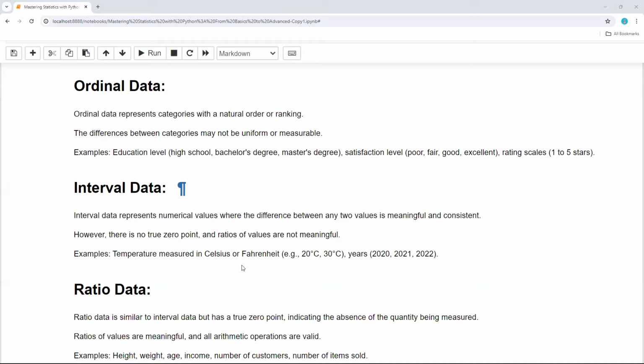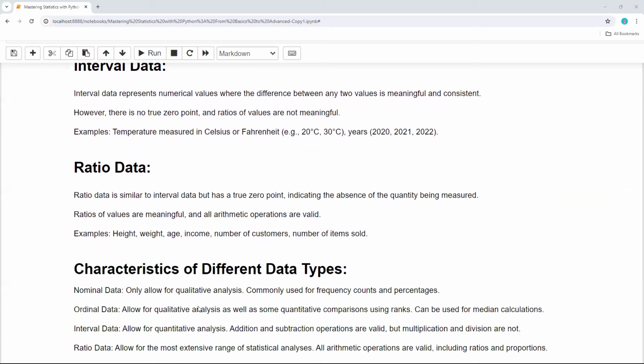And there is no true 0 point here. If we are talking about years, there is no 0 year, right? So something like that is interval data. And the next data is ratio data. Ratio data is similar to interval data but has a true 0 point, indicating the absence of the quality being measured. Ratios of values are meaningful and all arithmetic operations are valid.